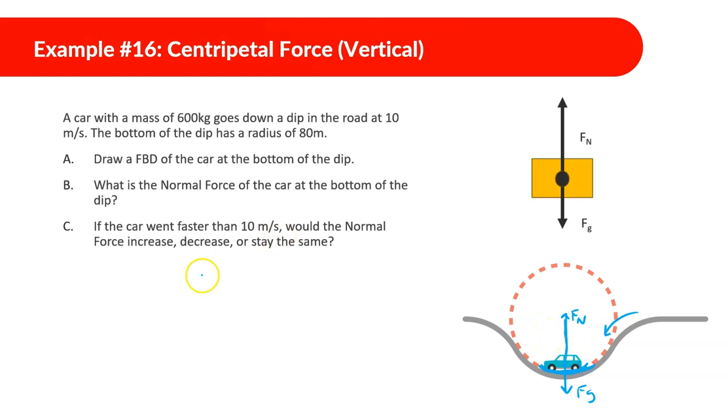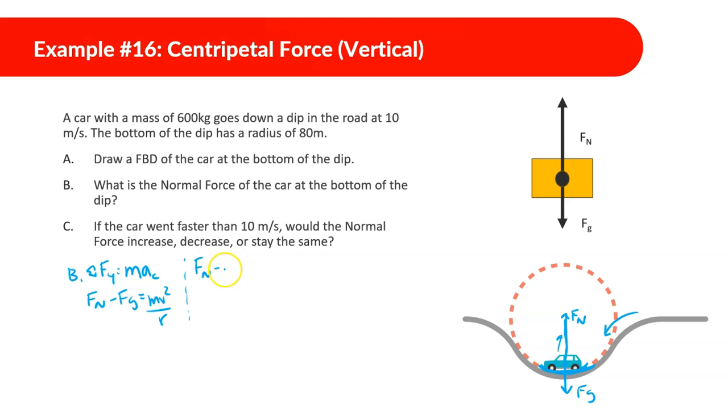B, what is the normal force of the car at the bottom of the dip? So again, this is in the y direction, so we're just looking at everything in the y. Sum of all force in the y is equal to mass times centripetal acceleration. We have force normal going up, force of gravity going down, and centripetal acceleration pointed towards the center, which is positive: mv squared divided by r.